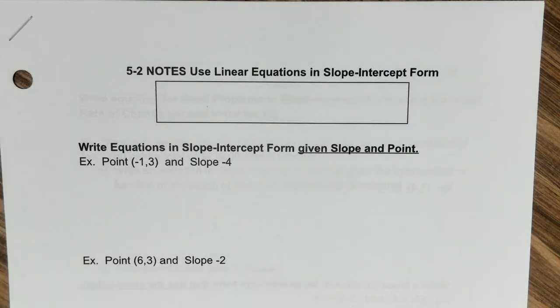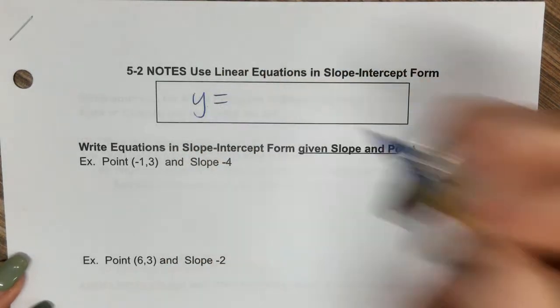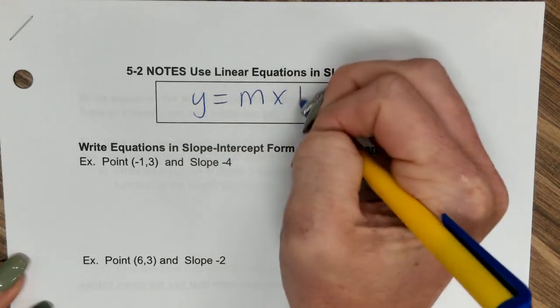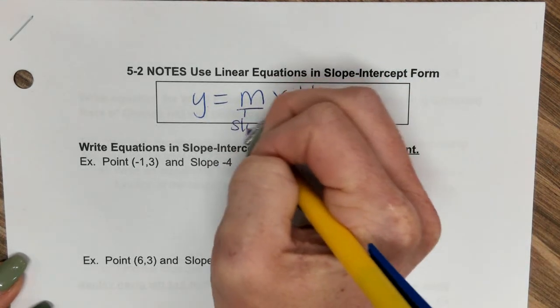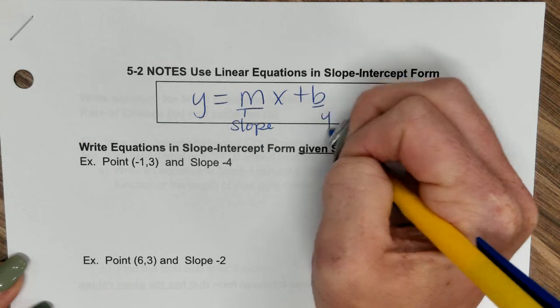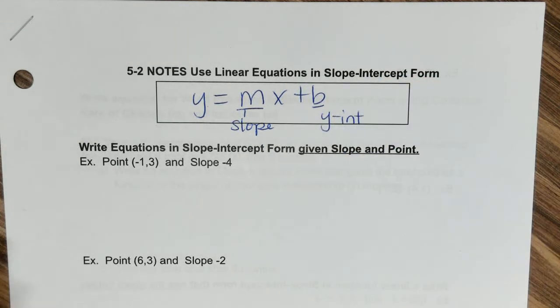Okay, so today we're moving on to 5-2. We're going to use linear equations in slope-intercept form. Who can tell me quickly what is slope-intercept form? Y equals mx plus b, where the m is the slope and the b is the y-intercept.